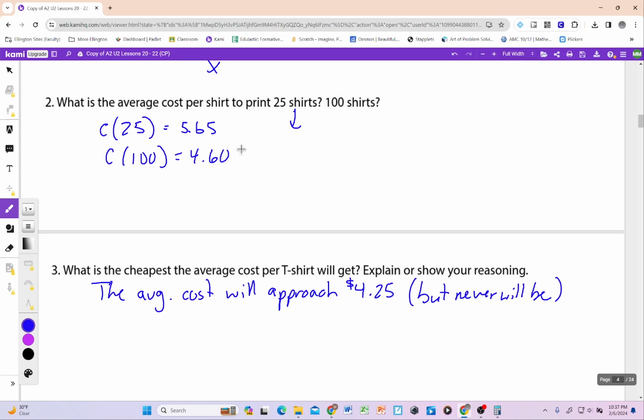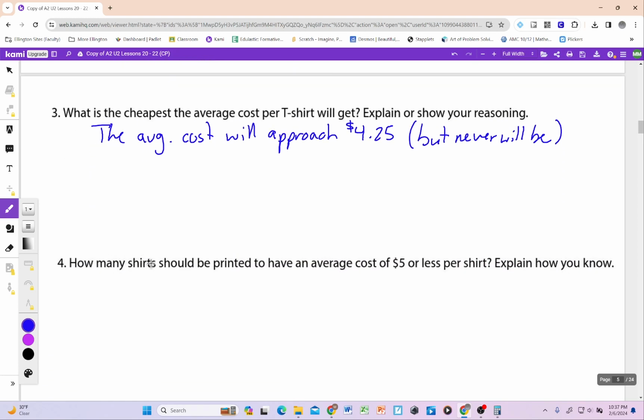So maybe a question I could ask is, at what point does the average cost reach, say, $5? How many shirts should be printed to have an average cost of $5 or less per shirt? Now, why might this type of question be important? Well, you are the one responsible for making and selling these t-shirts, right? Maybe you're going to sell these t-shirts at a fair or maybe for a class fundraiser, and you want to sell them at a particular price point so that you make profit.